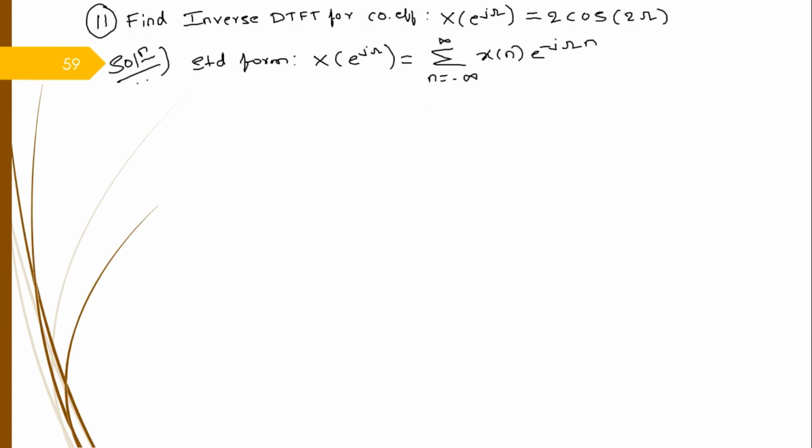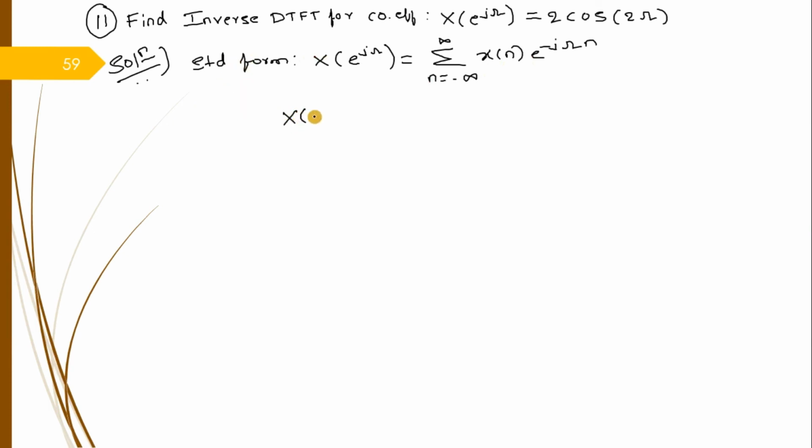Fine. Next one. Find the inverse DTFT of the given signal 2 cos 2 omega. The standard form is given in front of you. Now hardly two more problems are there, so we will wind it up in another 5 minutes.